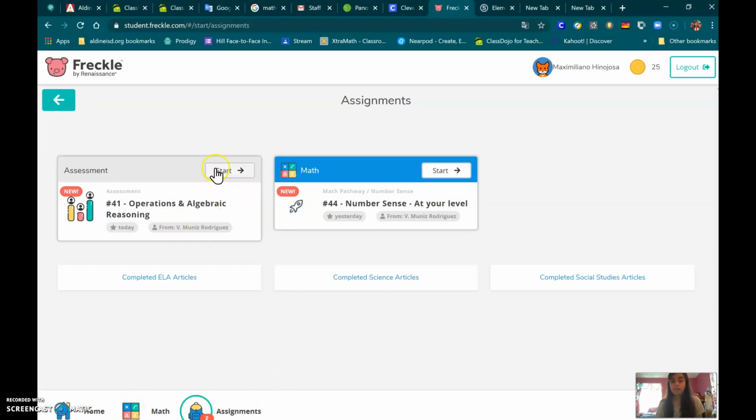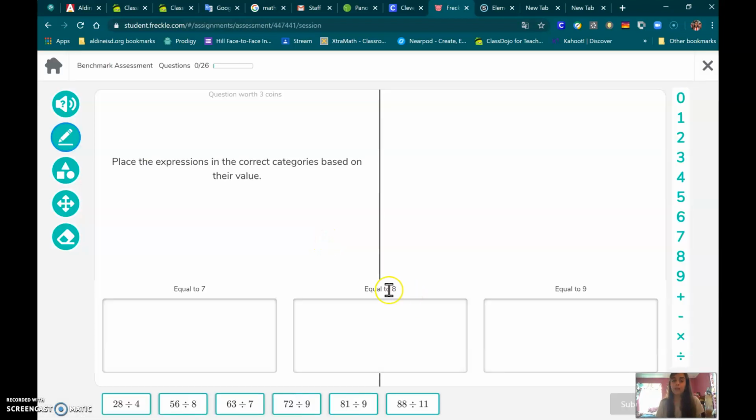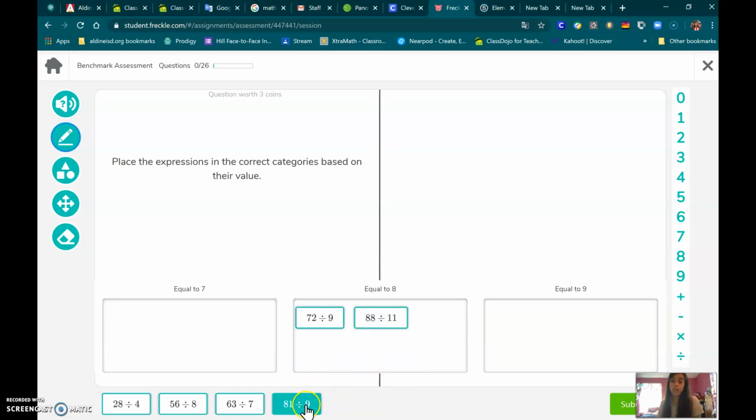You go with start and it gives you a little practice, like place value: place the expressions in the correct categories based on their value. So you have to see which one equals 7, which one equals 8, and which one equals 9. As you can see, 72 divided by 9 equals 8. 88 divided by 11 equals 8. So those are repetition. 81 divided by 9 equals 9, because I know my math facts.